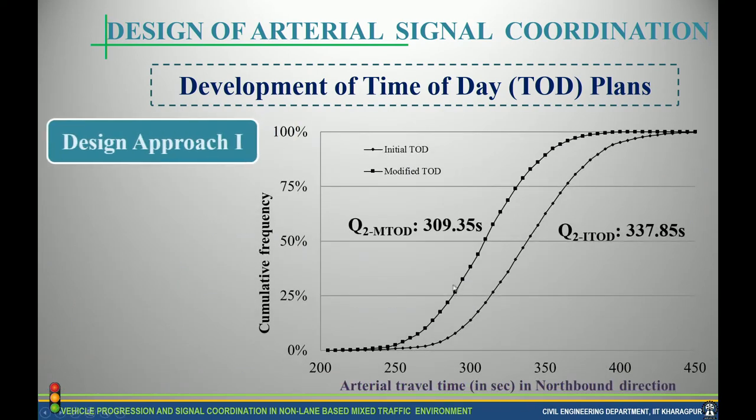Now, this shows the result. This is the distribution of arterial travel time with the initial solution. We found that the second quartile value is 337 seconds, and with the improved signal timing plan, we found it as 309. So there is a substantial improvement in the arterial travel time using the modified timing plan.